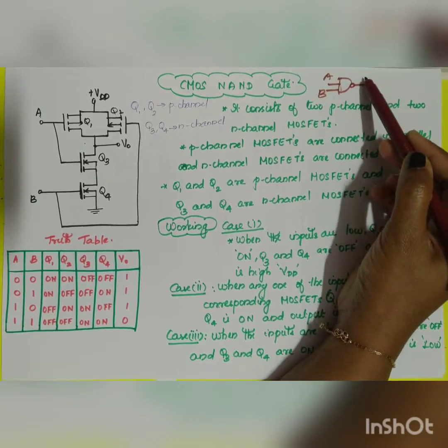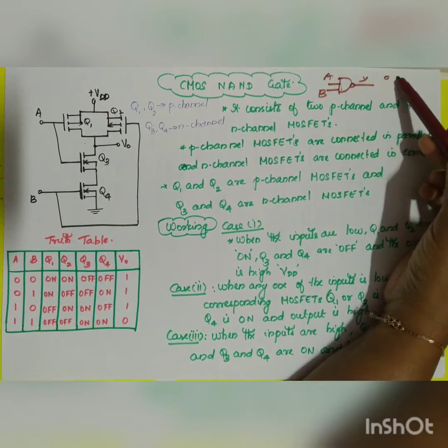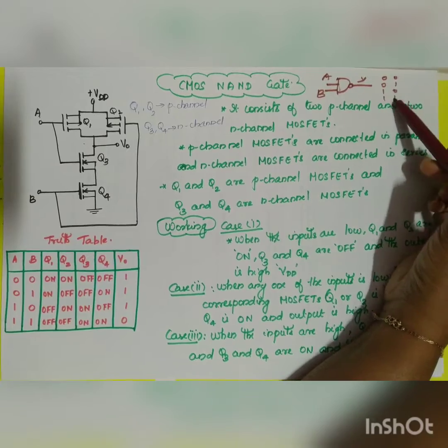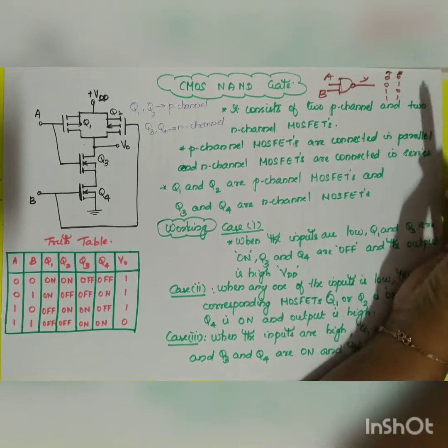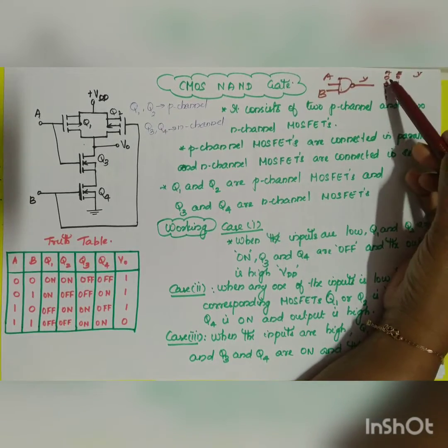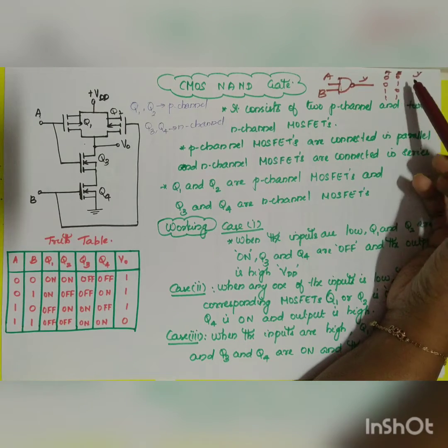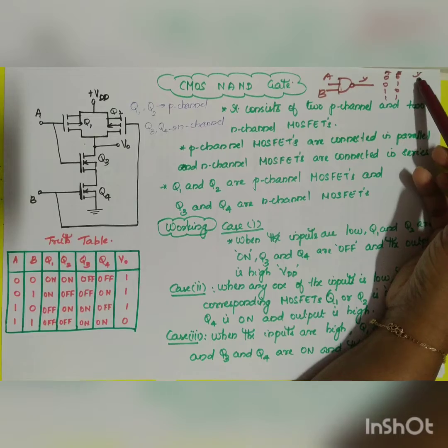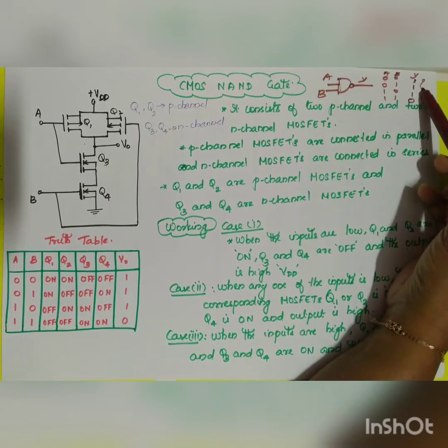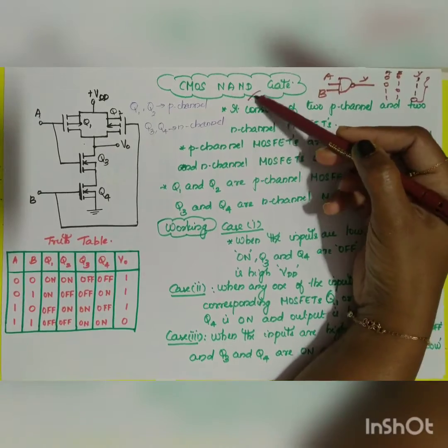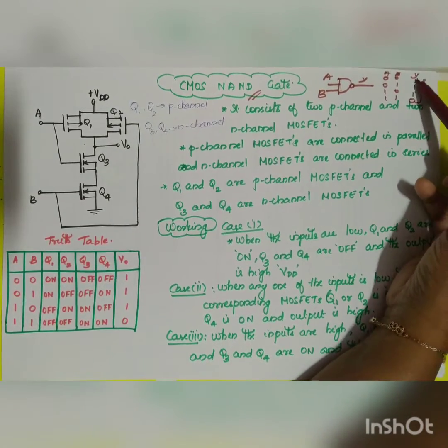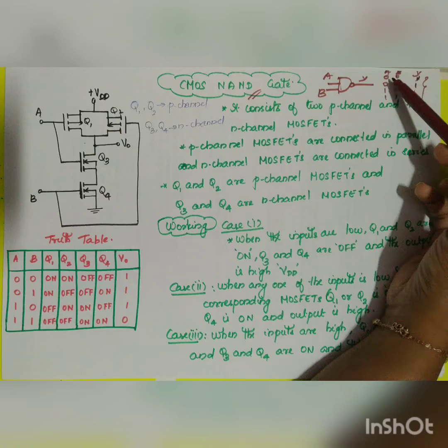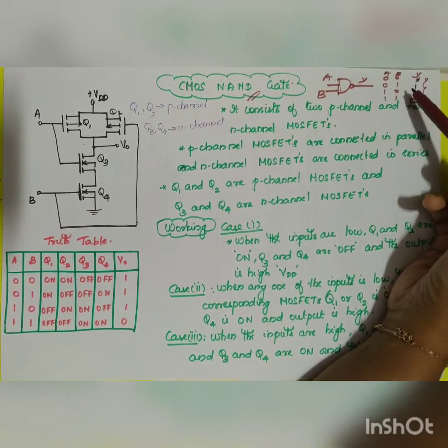A, B, and if it is Y, what was the output? 0, 0, 0, 1, 1, 0, 1, 1. So this was your A, this was your B, and what will be your Y? The opposite, the complement of the AND gate. 0, 0: the dot product is 0, complement is 1. So you will be getting 1, 1, 1, 0. This is going to be your output in the case of the CMOS NAND gate. Okay, 1, 1, 1, 0, when your input is 0, 0, 0, 1, 1, 0, 1, 1.